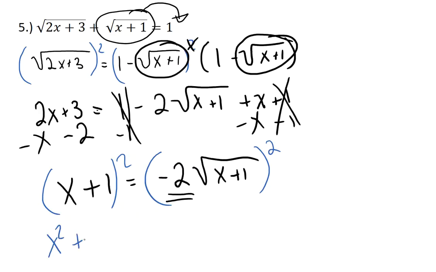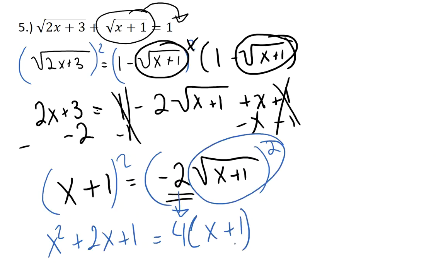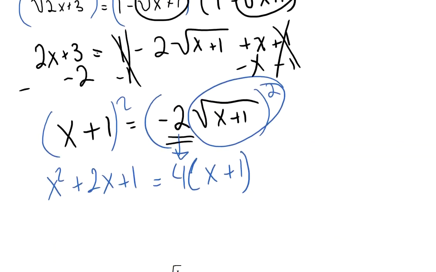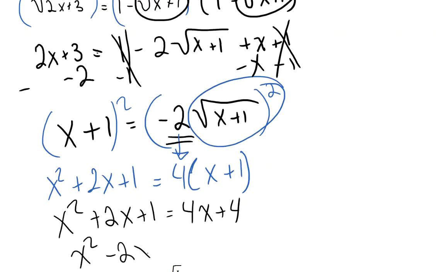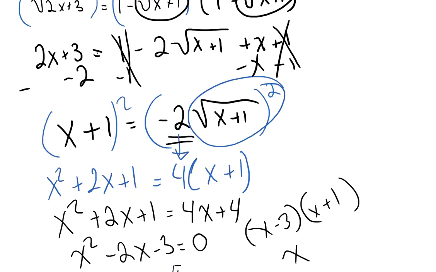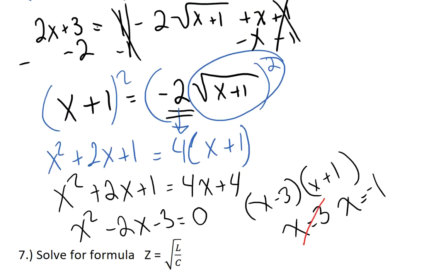On the left, I'll get x squared plus 2x plus 1, and that equals 4 times the quantity x plus 1, because when I square the negative 2, it becomes 4. When I square the square root of x plus 1, the square root drops. So I'll get x squared plus 2x plus 1 equals 4x plus 4. I'm going to set this equal to 0 because it's quadratic, and this factors into x minus 3, x plus 1. So x equals 3, x equals negative 1. We're going to go ahead and do a check for both of these. When you do the check, you should find out that one of them does not work, but the other does work.